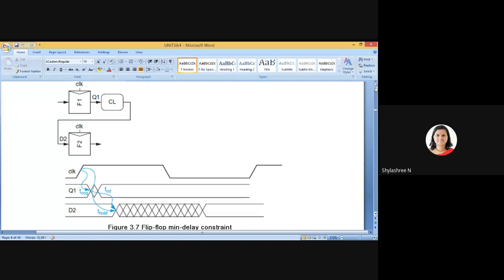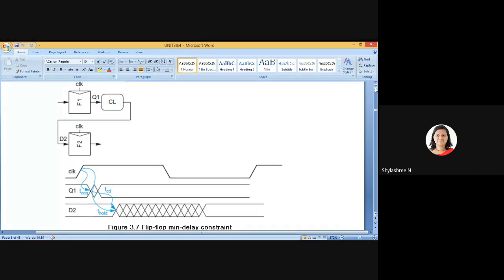This is called a race condition because, you know, in the JK flip-flop you learned the concept that to overcome the race-around condition we go for a master-slave flip-flop. So here also, since the data can incorrectly propagate through two successive elements in one clock edge, it corrupts the state of the system, and it is called a race condition or a hold time failure or a minimum delay failure.